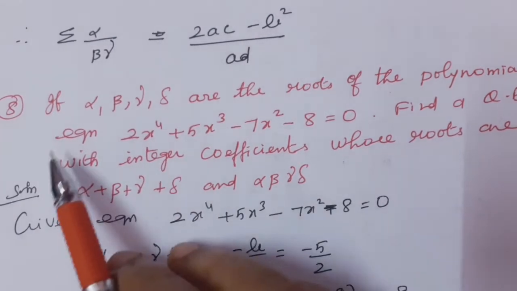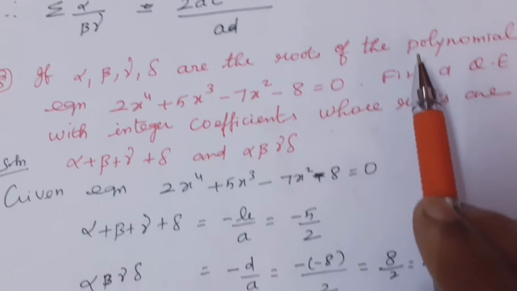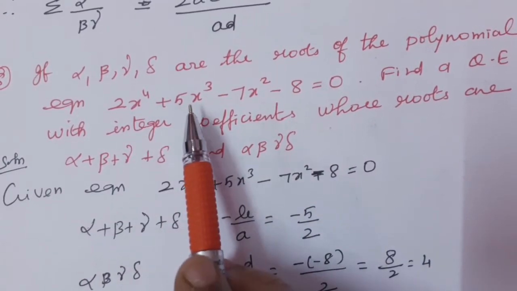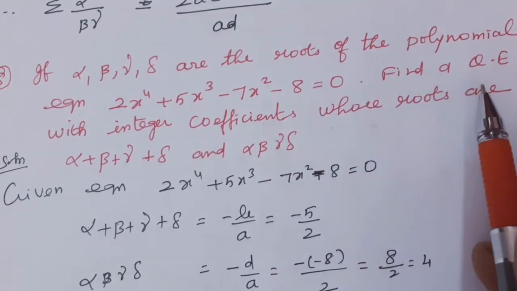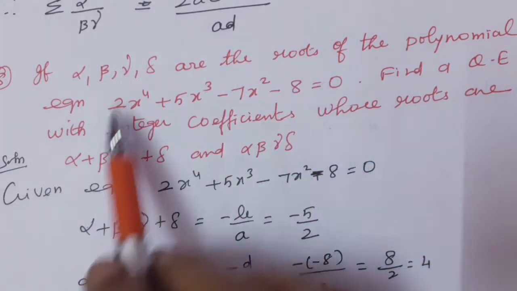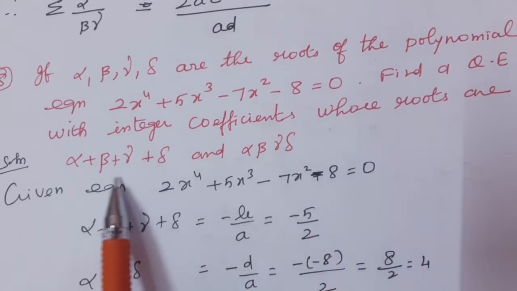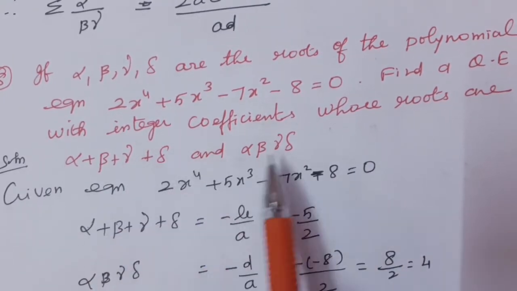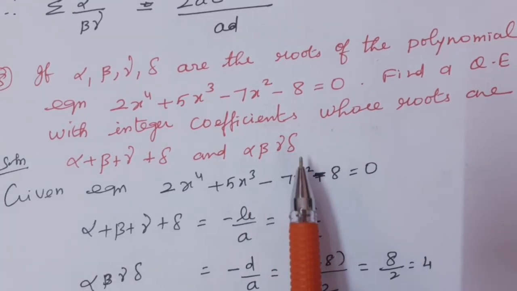See the eighth question. If alpha, beta, gamma, delta are the roots of the polynomial equation 2x power 4 plus 5x minus 7x square minus 8 equal to 0, find a quadratic equation with integer coefficients whose roots are given. This is a fourth degree equation. The roots are also given: alpha plus beta plus gamma, that is summation of 1, is given, and alpha beta gamma delta, summation of 4, is also given.